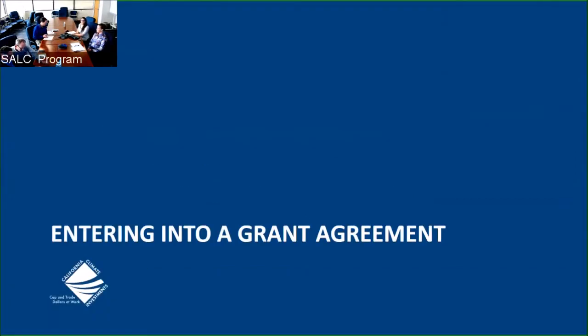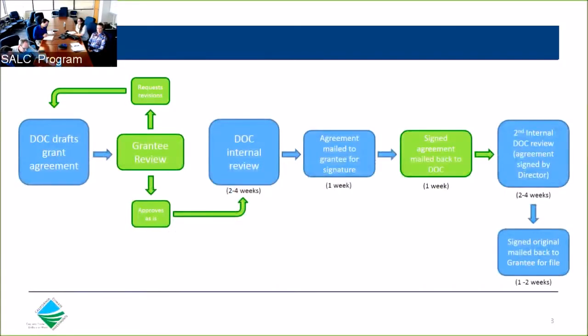Okay, so the first slide here shows the major steps in the process of executing the grant agreement. The process begins with the DOC grant manager customizing the grant agreement template for your project. Customization includes identifying the property, preparing the budget, which is pulled from the grant application, and preparing the implementation schedule. Once the draft is completed, it will be emailed to the grantee for review.